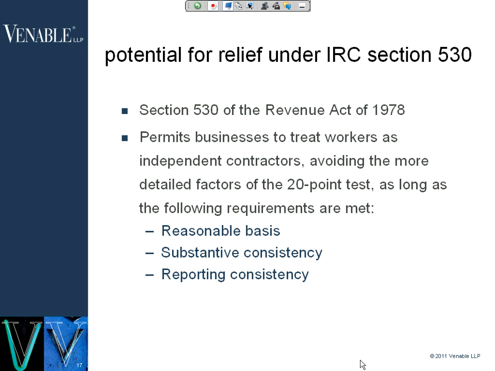Section 530 of the Revenue Act, what I want to say about that is it's basically grandfathering. It's a 30-some-odd-year-old provision that was never intended to be permanent, but stays and it sort of takes the place of these tests under, at least as far as the IRS goes, if you meet a couple of criteria. And those criteria are listed: the reasonable basis, substantive consistency, and the reporting requirements.